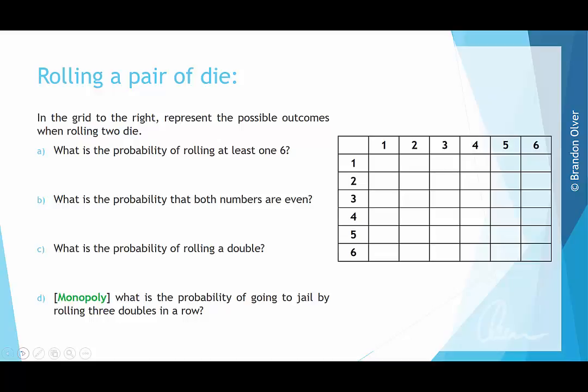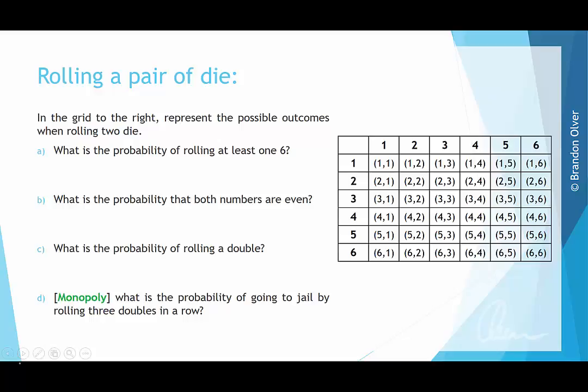In the grid to the right, represent the possible outcomes when rolling two dice. So we're just going to look at what is facing up in each case. So here we could have 1,1, we could have 1,2, we could have 1,3, and so on and so on. And this one would be 2,1, until you get all the way to 6,6. Now to speed up, I've got a computer to generate this for us.